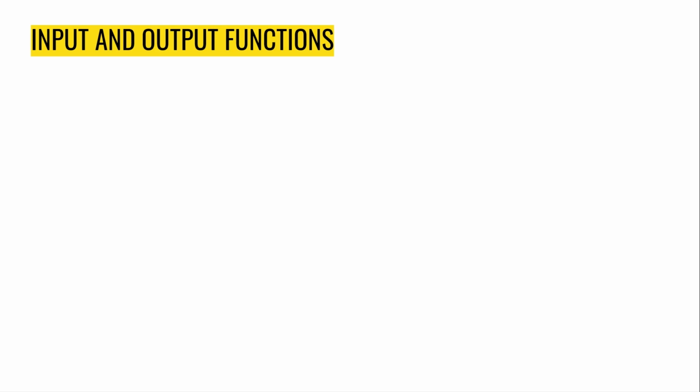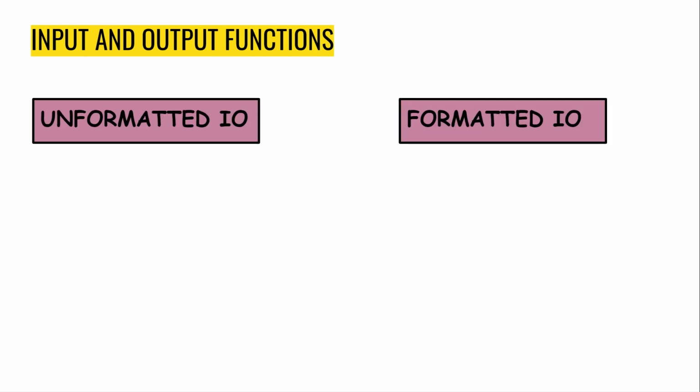So we have inbuilt functions for performing the input and output functions. These input and output functions are mainly categorized into two: unformatted input output function and formatted input output function. In unformatted IO functions, the user is not able to give any formatting options in the output statement. Whereas in formatted input output function, if any formatting is required during the display, that can be specified in this formatted input output function.